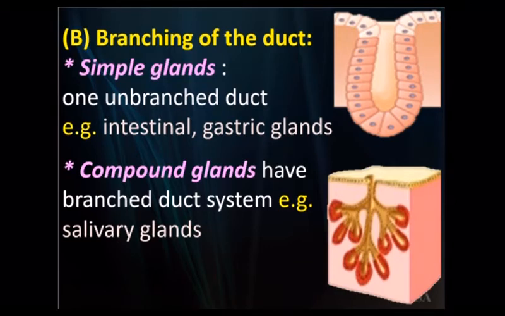The second classification, according to branching of the duct: we have the simple gland, with 1 unbranched duct. It is present in the intestinal and gastric glands. The second type is the compound gland, which has a branched duct system. It is present in the salivary glands.